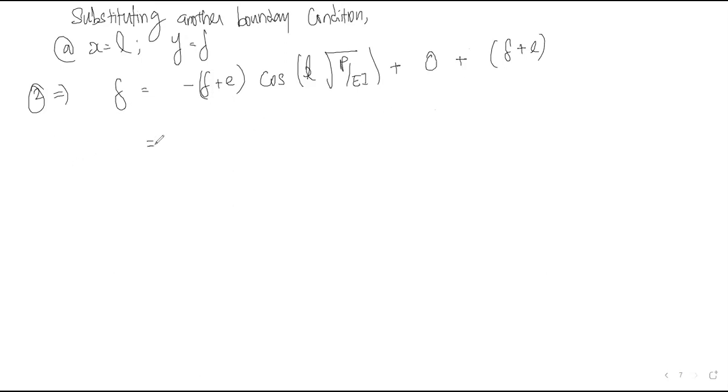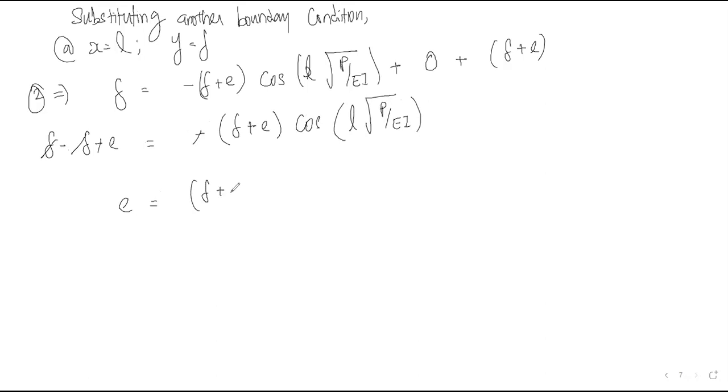Now this delta plus e we can take to the left side of the equation. So plus (delta plus e) becomes minus delta minus e, so delta gets cancelled. So minus e equal to minus of (delta plus e) into cos L into root under P by EI. This minus minus gets cancelled. So e is equal to (delta plus e) into cos L into root under P by EI.